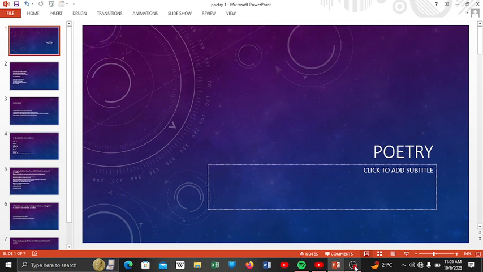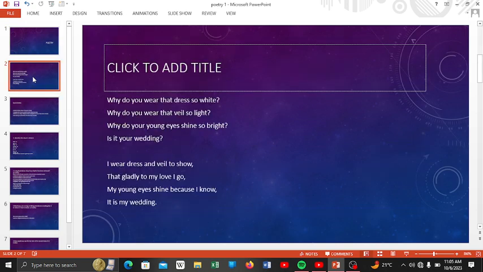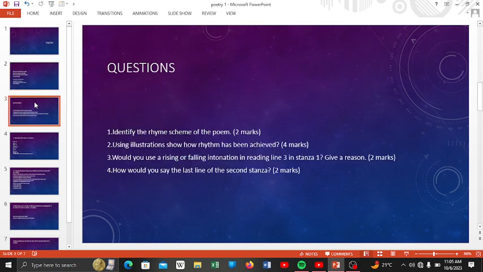And it's just about the things that we see as a poem, things that draw us to a poem, makes us love a poem. So I have a poem here, and it reads, "Why do you wear that dress so white? Why do you wear that veil so light? Why do your young eyes shine so bright? Is it your wedding? I wear dress and veil to show that gladly to my love I go. My young eyes shine because I know it is my wedding." So feel free to pause the video, write the poem, and let's get into the questions.